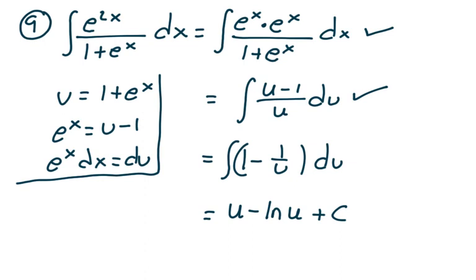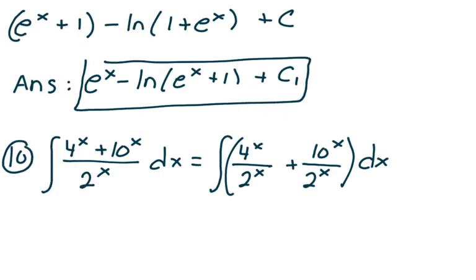So splitting off the fraction, I get the integral of 1 minus 1 over u du, which is u minus the natural log of u plus c. But remember, u is 1 plus e to the x. Coming over here, I get e to the x plus 1 minus natural log of 1 plus e to the x plus c. But remember, 1 plus a constant is still a constant. So this can be written as e to the x minus natural log of e to the x plus 1 plus, say, c sub 1.